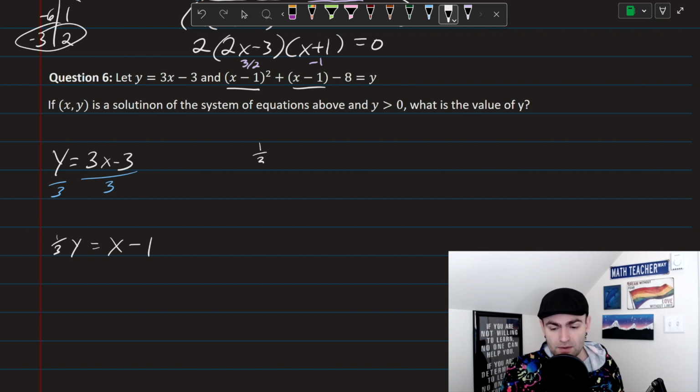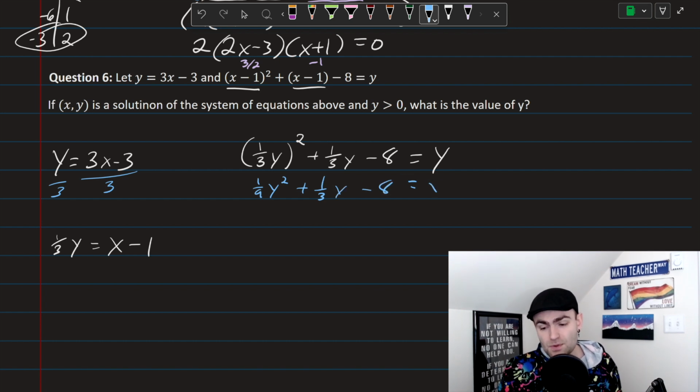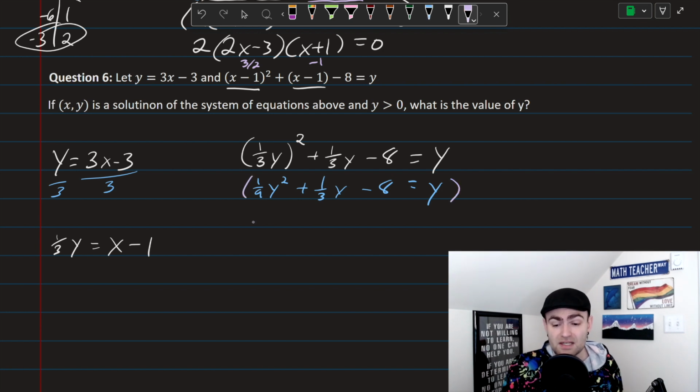So I get (1/3 y) squared plus 1/3 y minus 8 equals y. And I can actually go about solving this. So if I square this, 1/3 times 1/3 is 1/9. y times y is y squared. So plus 1/3 y minus 8 equals y. And you might be like, fractions, I'm getting the heebie-jeebies. We can do the exact same thing as we've been doing before, which would be to multiply by the least common denominator, which in this case would be 9. So we're going to multiply every single part by 9.